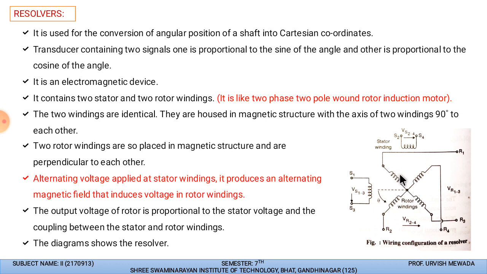So if an alternating voltage is applied to the stator winding, it produces an alternating magnetic flux, or we can say it produces the EMF field that induces voltage into the rotor circuit, because as we give the alternating current to this winding, it will produce the flux, and the flux is cut by the rotor conductor, so that in the rotor circuit the EMF will be produced.